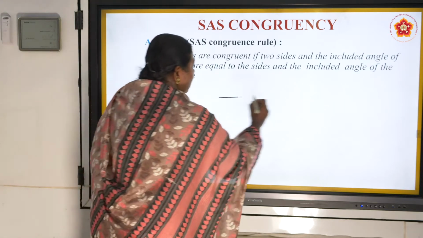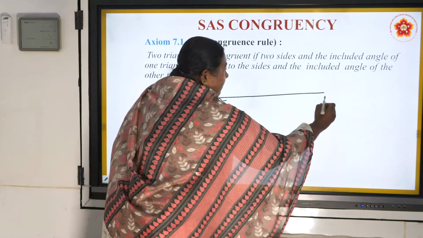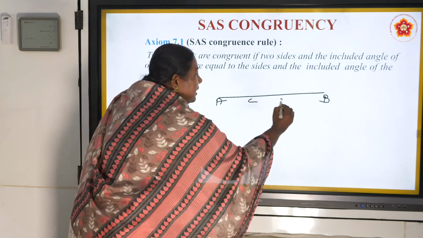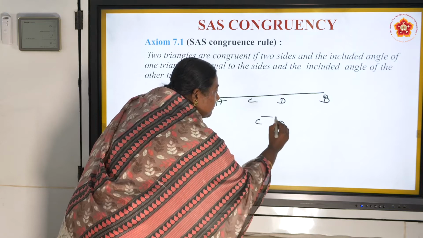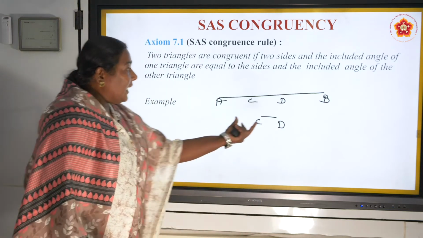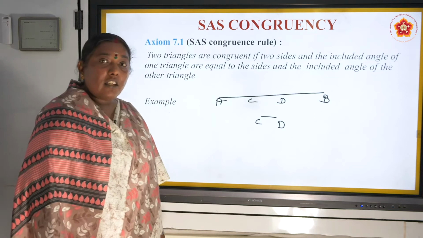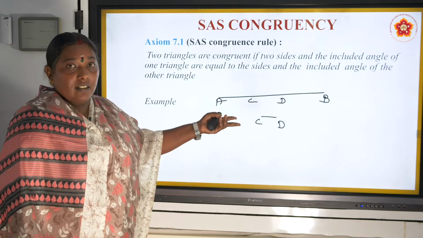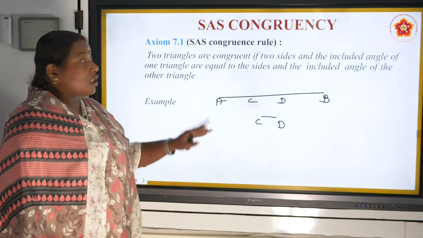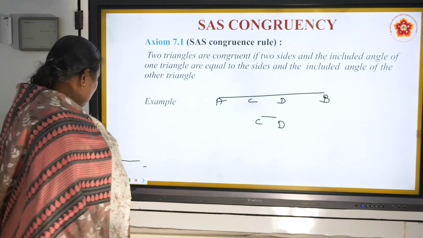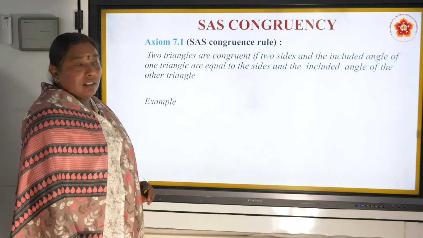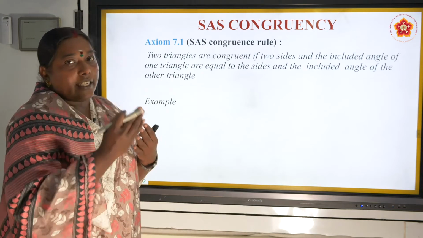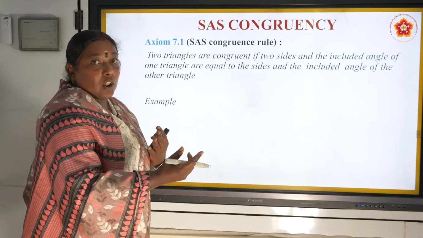Example, if AB is there, and I'm taking a part from it, that means CD. I can tell that the length of CD is less than the length of AB. This is a fact. I don't have to prove anything. These kinds of facts are called axioms. So why are we using axioms here? If a side, angle and side are equal, then we can tell that they are congruent. Why?